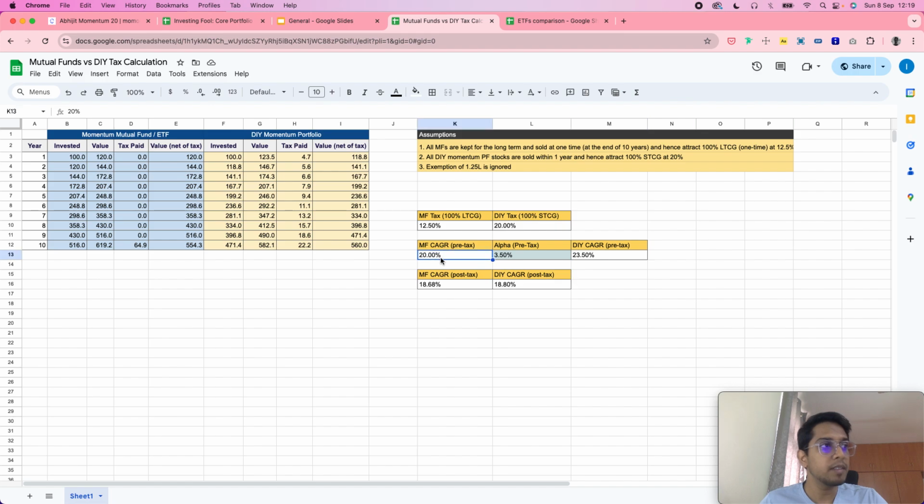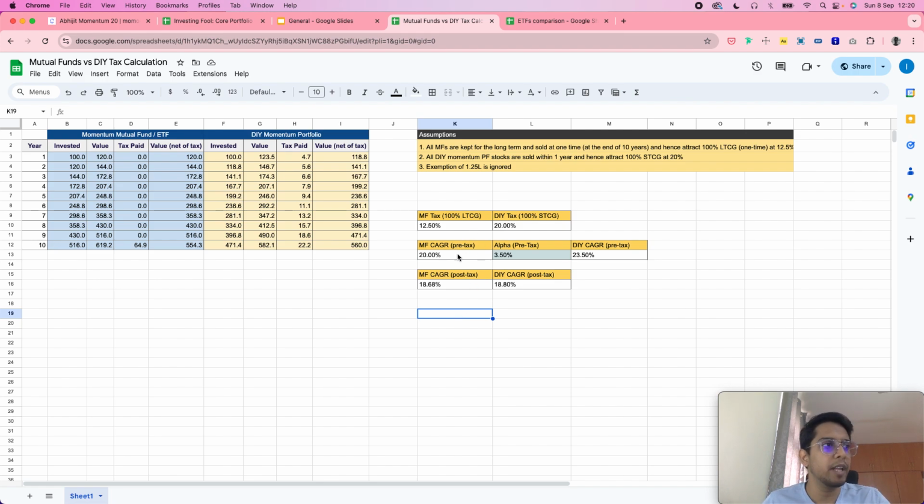The reason I've taken 20% here is that many of the momentum indices, not maybe Nifty 500, but many of the momentum indices, give 20% or higher, at least the backtest shows that. So that is their CAGR since inception. So this is an assumption.